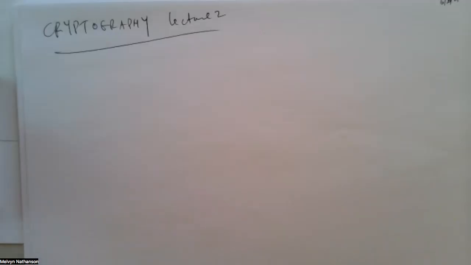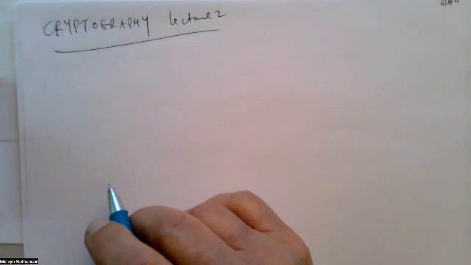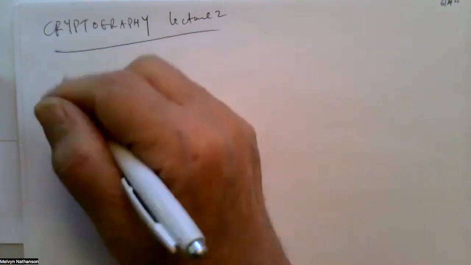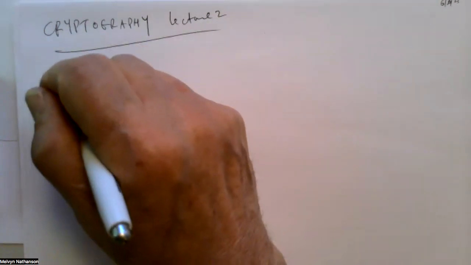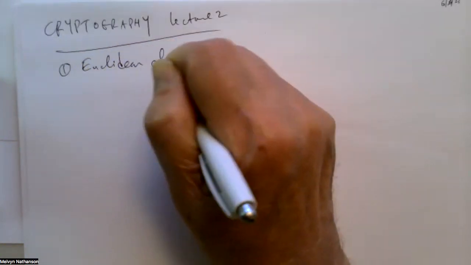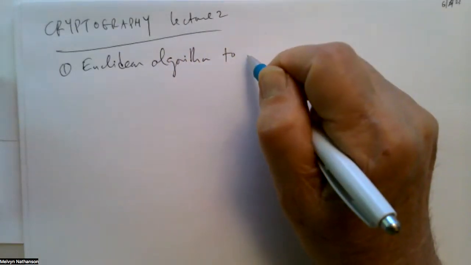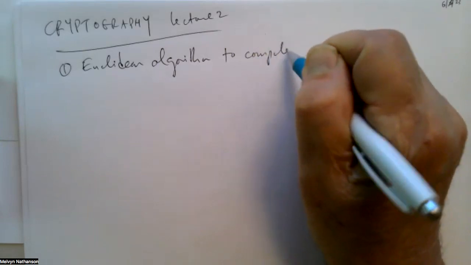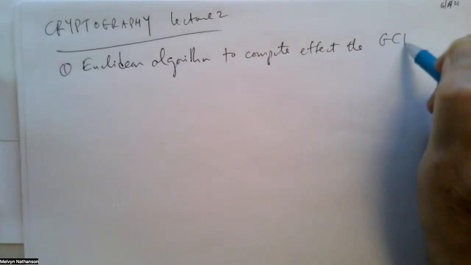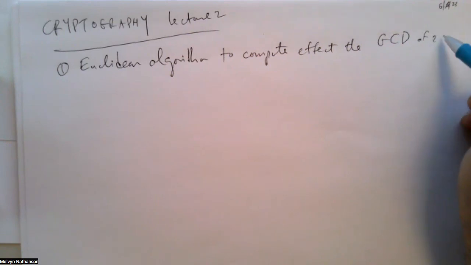So this is lecture 2. Yesterday, we studied divisibility and greatest common divisors. And one of the most important results from yesterday is the following. Actually, there were two. The first was the Euclidean algorithm to very effectively compute the GCD, greatest common divisor, of two integers.